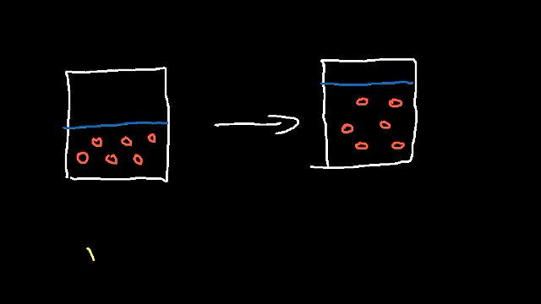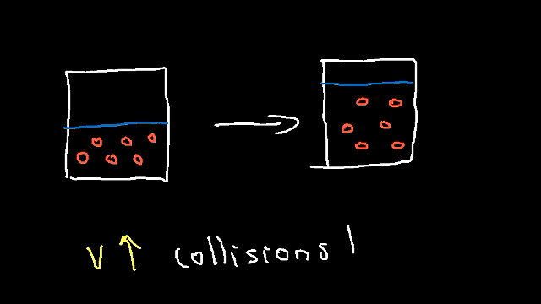So as you increase the volume, the gas molecules, because they have more space, the number of collisions will decrease. And so because they're colliding with the walls of the container less frequently, the pressure will be reduced as well. It's going to go down. And so that's Boyle's Law, the relationship between volume and pressure.